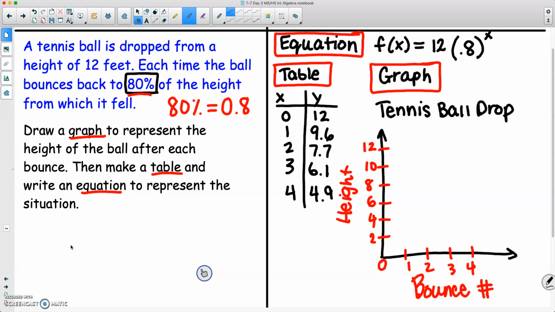So my starting height was 12. After one bounce, it was 9.6. After 2, it was 7.7. After 3, 6.1. And after 4, 4.9. Okay. So curves like that. So we've got our equation, table, graph, everything labeled, done.